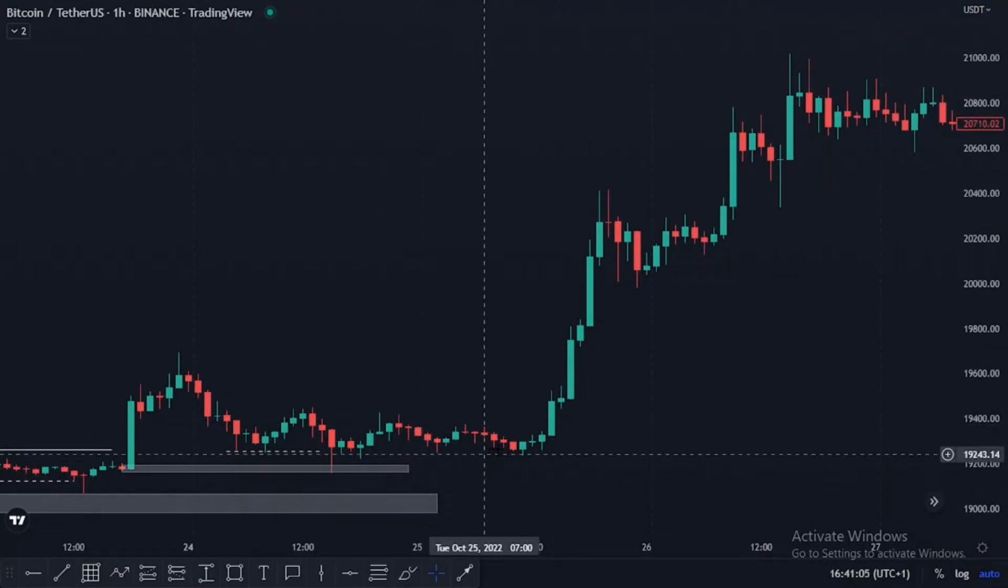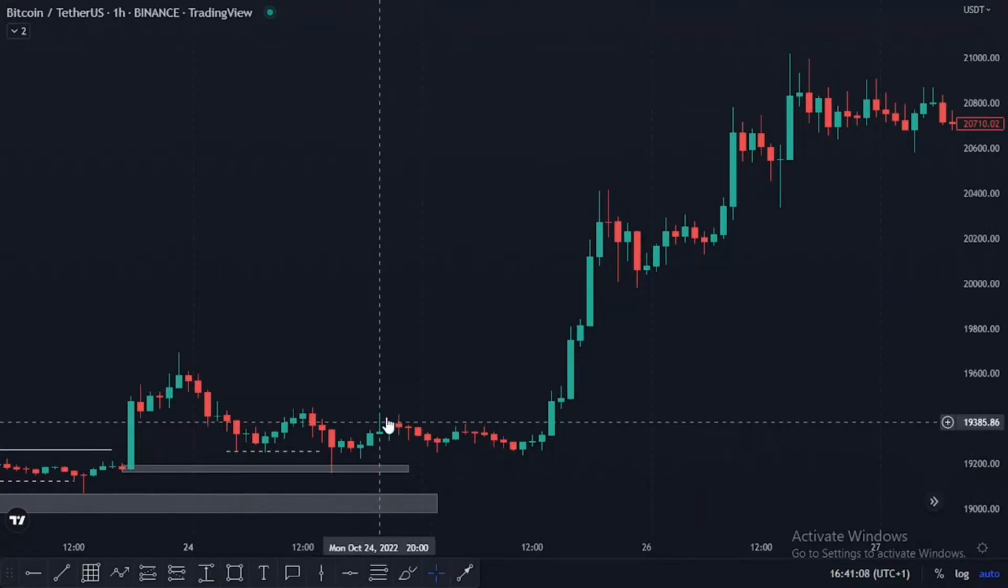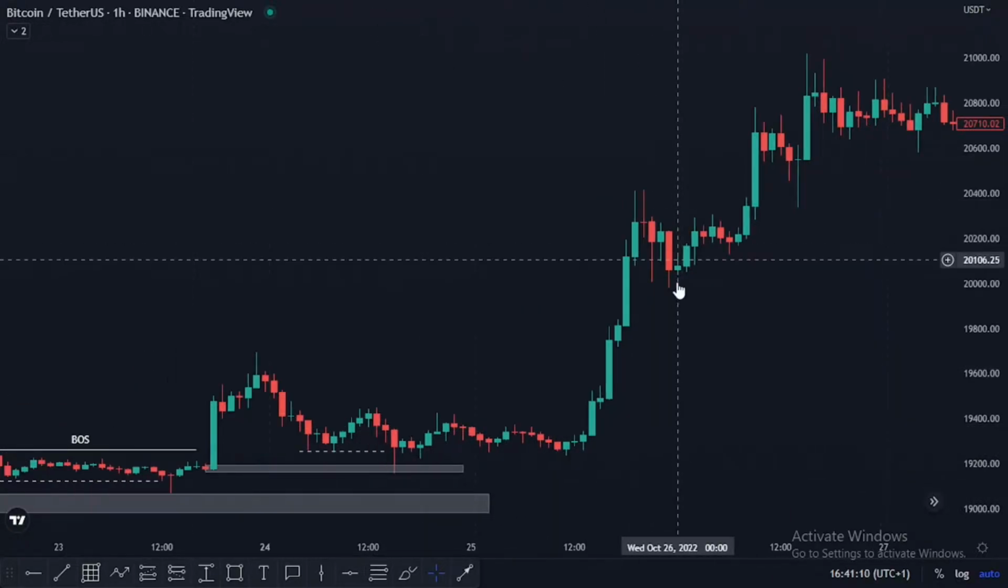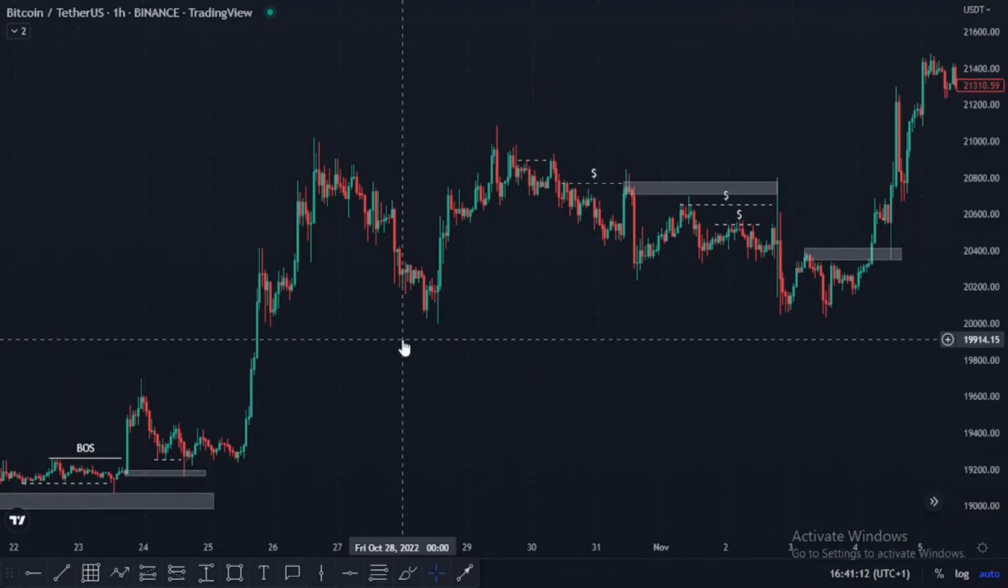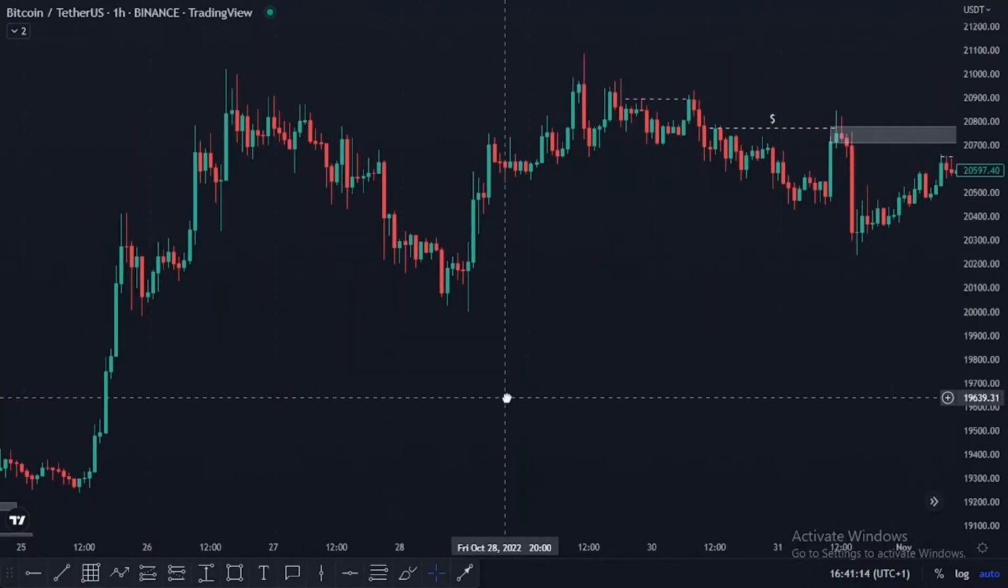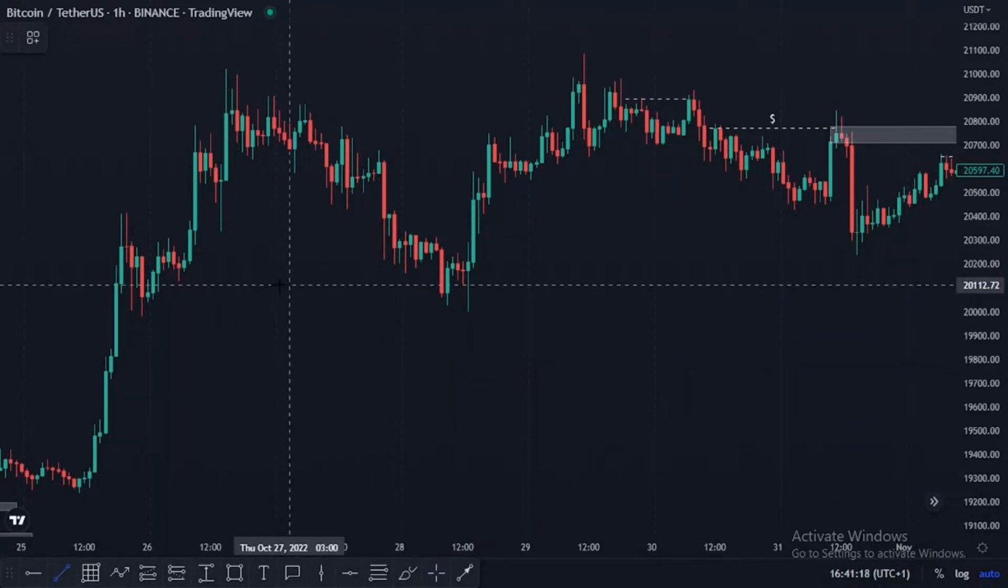Using confirmation entry, I should get an entry here and then boom. Because look at the range, and then boom. So that is how it works. Let's follow this buy movement's price action over here.